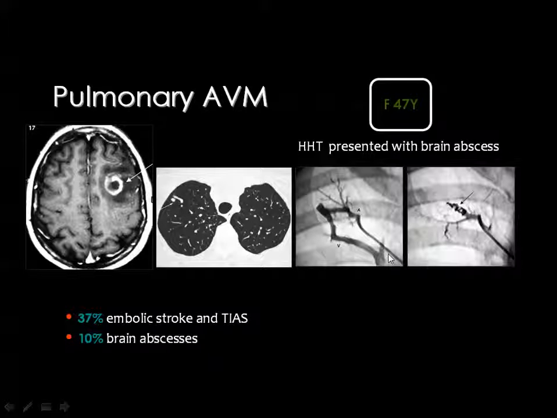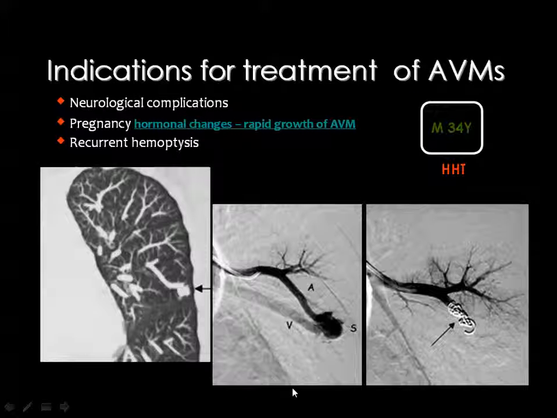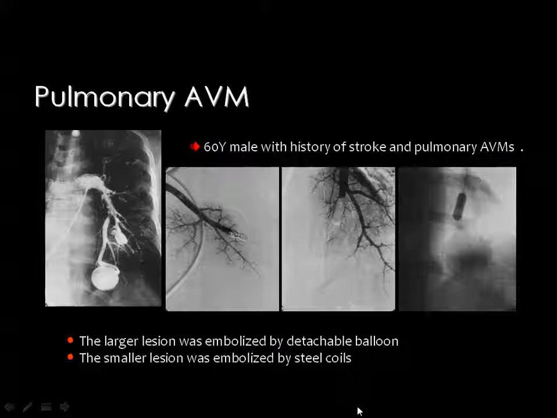This is the pre-embolization angiogram. This is the feeding artery, and this is the AVM, and this is the vein. Then after occlusion, you can see no flow through the vascular malformation. Also here, you can see a small arteriovenous malformation in this CT scan. And this is the angiogram showing the feeding artery, the AVM, and the draining vein. And this is the occlusion of the feeding artery by steel coils.